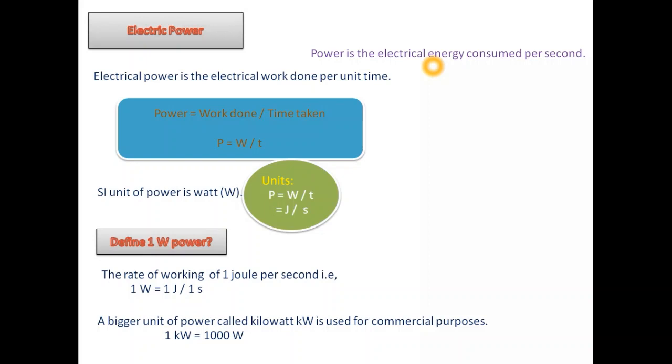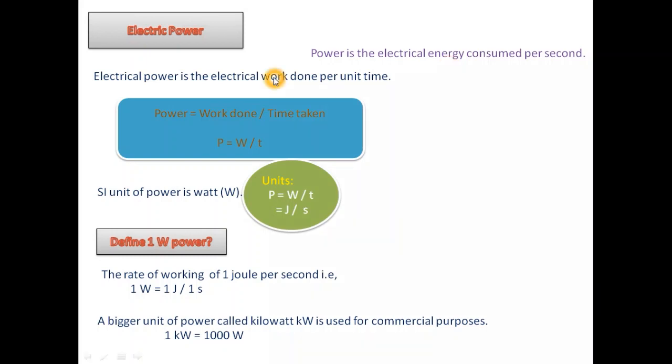So whenever an electrical appliance consumes 1 joule of electrical energy in 1 second, that means we have a power of 1 watt. So we have given two definitions for power. We can combine both these definitions: the rate at which work is done, or the rate at which electrical energy is consumed, is called electric power.